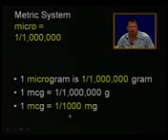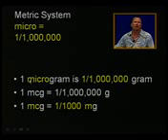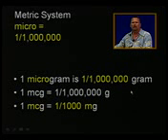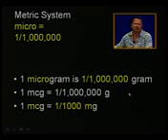A microgram is equal to 1/1000th of a milligram because a microgram is 1/1,000,000th of a gram. And so hopefully moving those decimal points around by 3 places is something that you're going to be able to do in here.